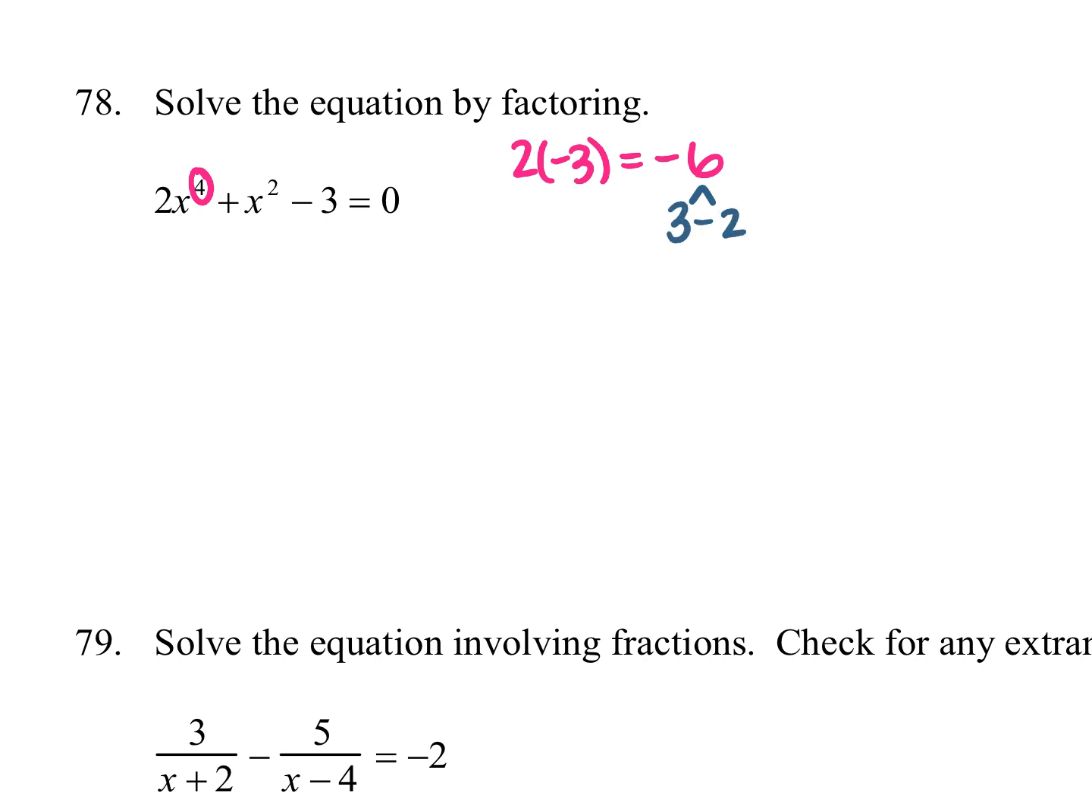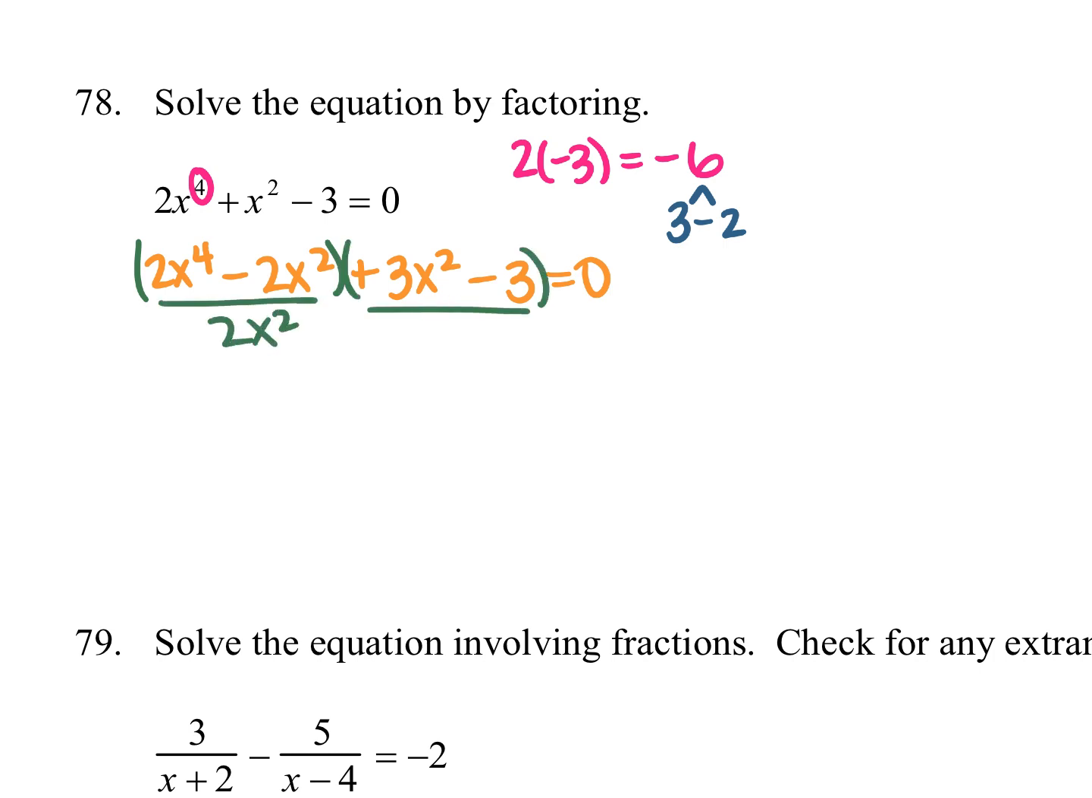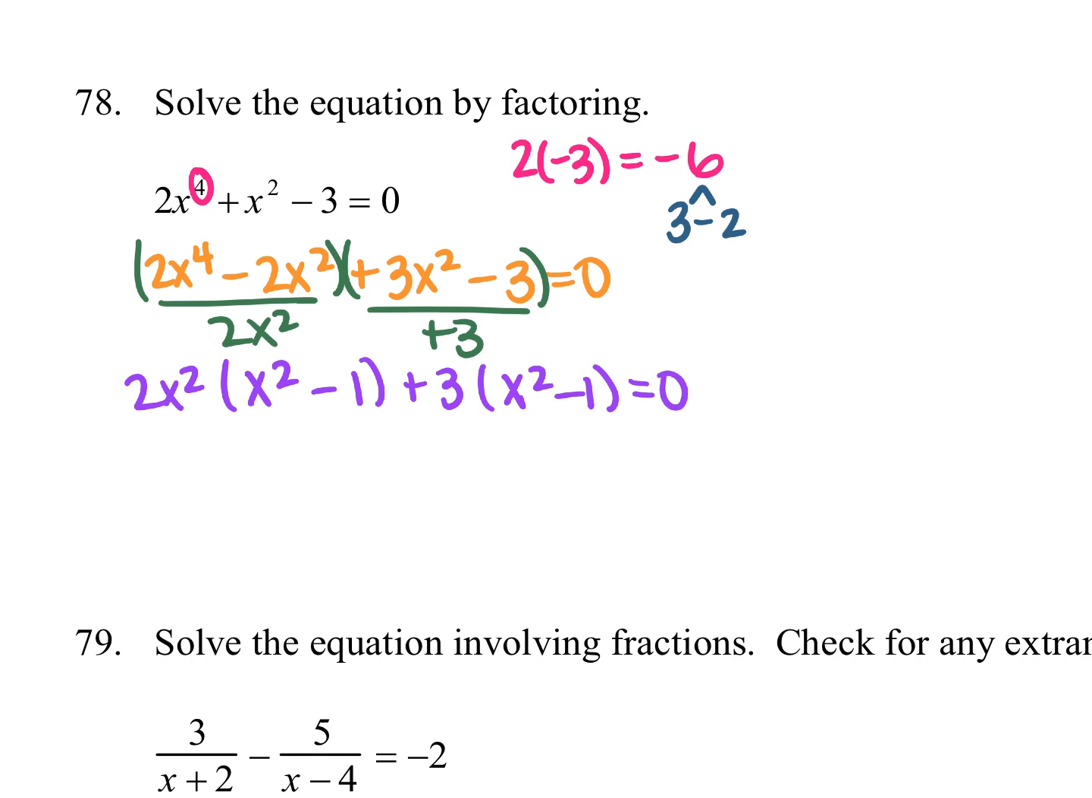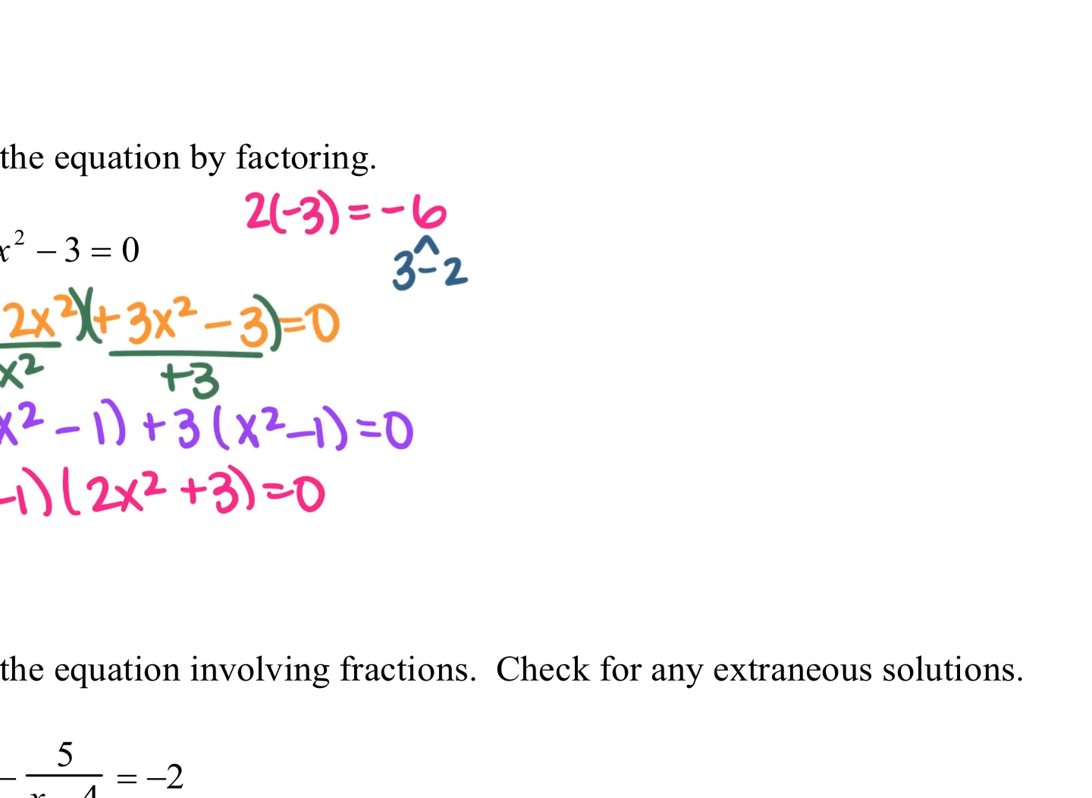So this is going to give us 2x to the fourth power minus 2x squared plus 3x squared minus 3 is equal to 0. Group the first two, group the last two, factor out the greatest common factor. 2x squared from the first, positive 3 from the second. That's going to give us 2x squared times x squared minus 1 plus 3 times x squared minus 1 is equal to 0. So from here, you're going to have x squared minus 1 times 2x squared plus 3 is equal to 0. You're going to set both of these equal to 0 and solve.